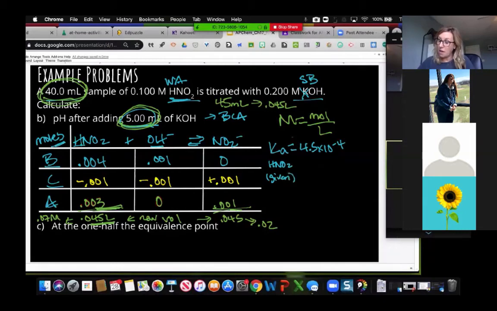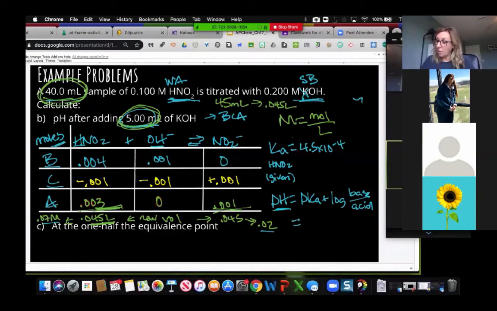If you remember the Henderson-Hasselbalch equation, it was pH equals pKa plus log base over acid. So when you have this weak acid, strong base titration, it's basically acting like a buffer. That's why you can use this buffer calculation. Now, if you don't want to use Henderson-Hasselbalch, you could take these values and put them into an ICE table, but this is definitely the quicker way to do this.